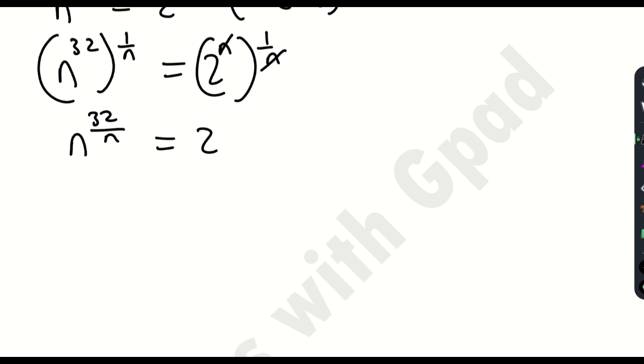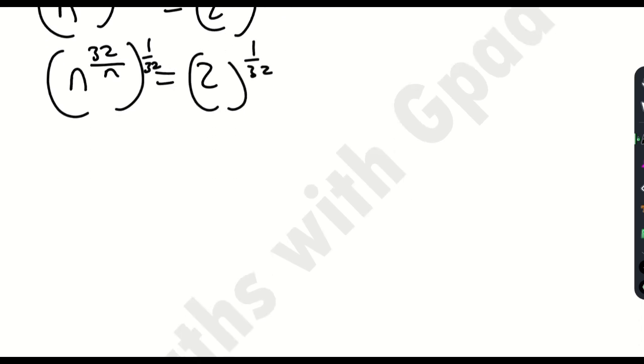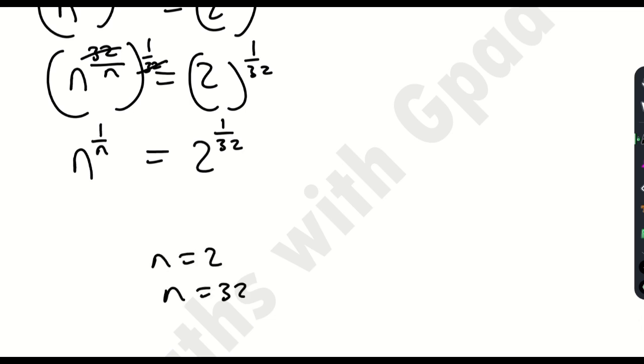So what does that mean? I'm going to multiply their powers by 1 over 32 so that I can get rid of 32 from here. So watch this now. 1 over 32 here, and again 1 over 32. Okay, so 32 cancels 32, and then you have n raised to power 1 over n is equal to 2 raised to the power 1 over 32. But I cannot conclude and say n is equal to 2 or n is equal to 32.